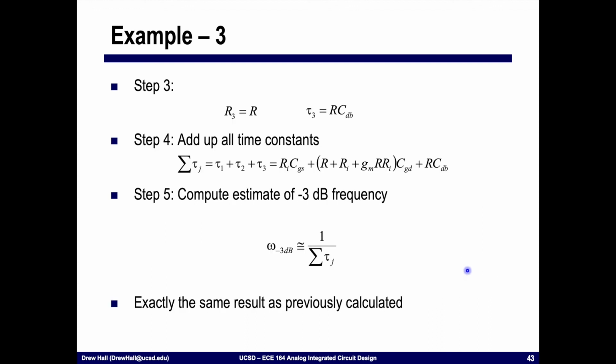All right, and so the last time constant is at the output. The output impedance is R, this capacitance is CdB, so the time constant is simply R times CdB. If we then add up all of the time constants, we get this expression. And we compute an estimate of the minus 3 dB frequency as 1 over the sum of these time constants. If we go through this, this is exactly the same as what we derived previously.